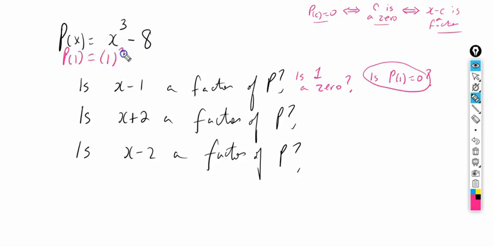Well, it's going to be 1 cubed minus 8, which is 1 minus 8, which is negative 7. So is p evaluated at 1 equal to 0? No, it's not. It's equal to negative 7. So therefore, is 1 a 0? No, it's not, because that breaks the definition of what it is to be a 0. And if 1 is not a 0, x minus 1 is not a factor. So the answer to that one is no.